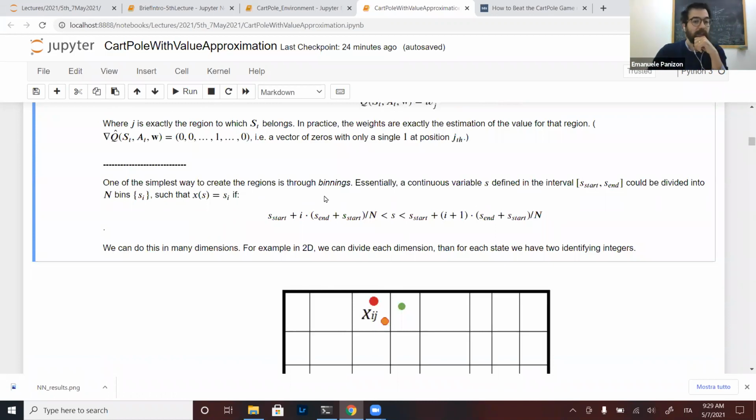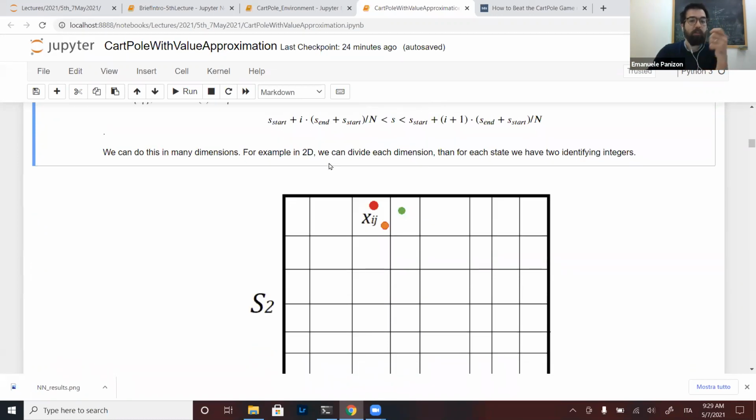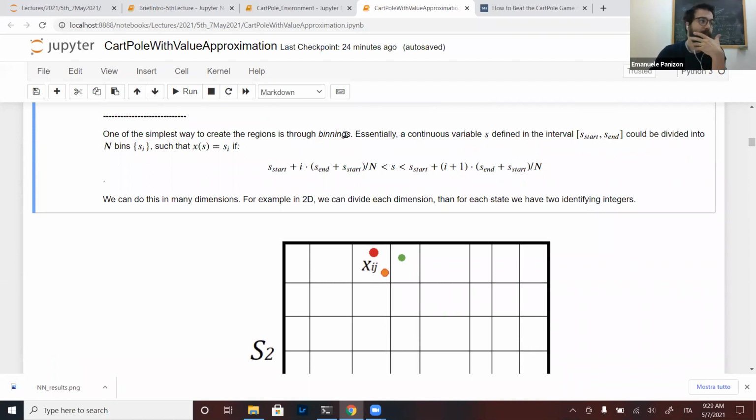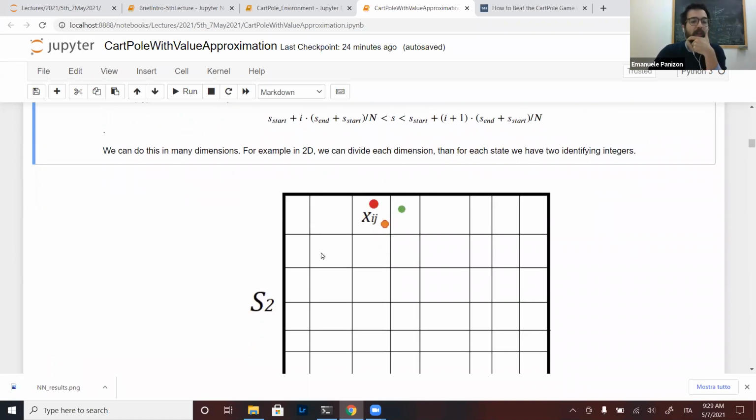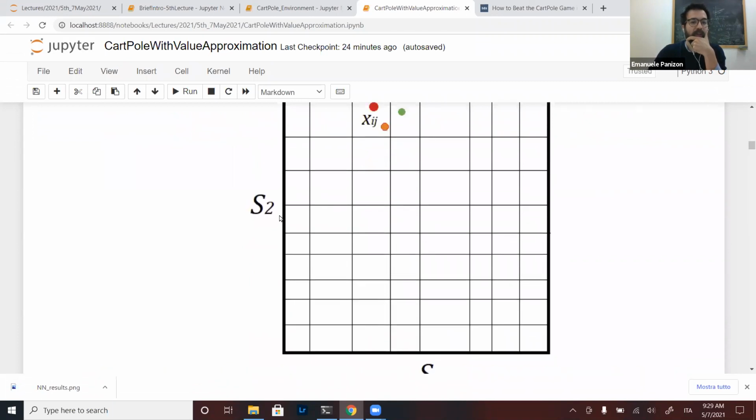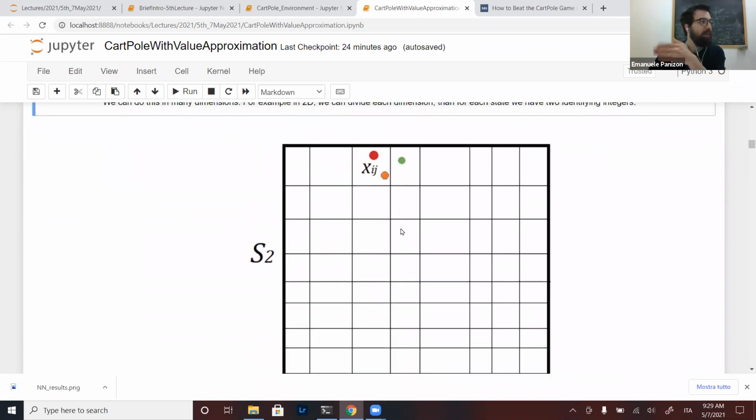One of the simplest ways to construct the regions is to find a way to map the state into a region. One simple way is binning. We all know how binning works. For example, if I have 2 dimensions, S1 and S2, then we can have some divisions along the 2 directions. For example, we have 3 states here: red, orange, and green, and you can see that there are 3 different states, but actually they are only in 2 different regions. So red and orange will share the same weights.